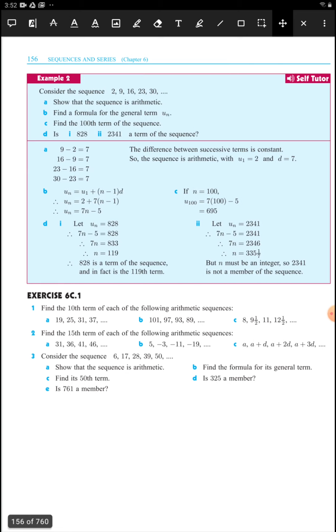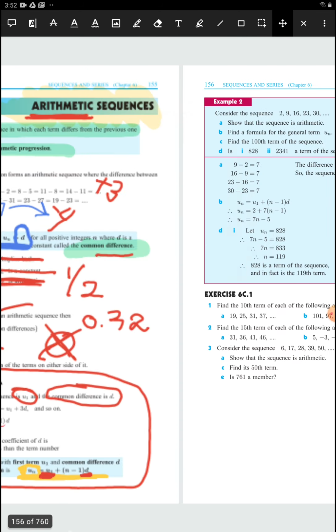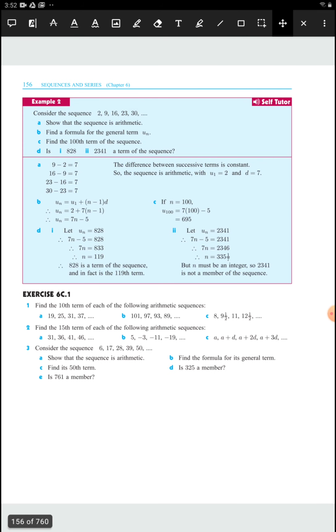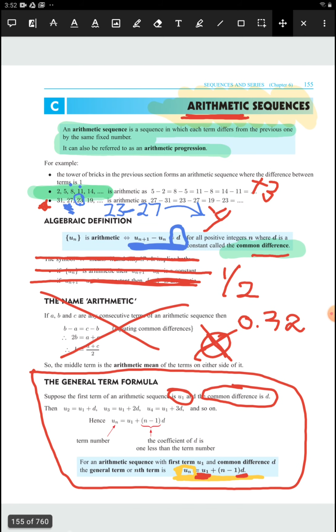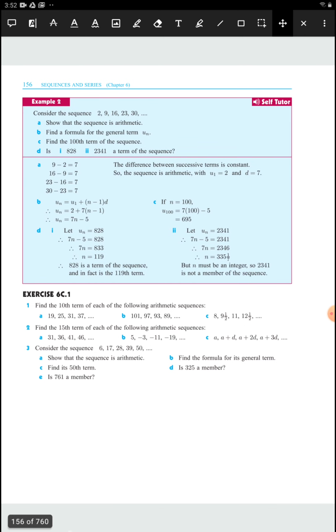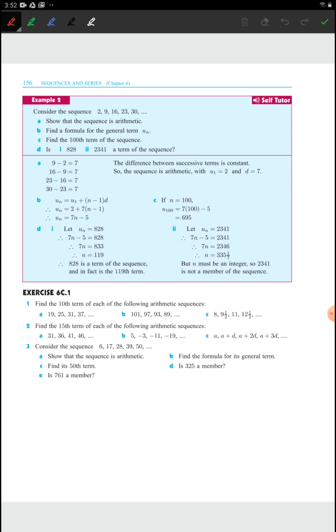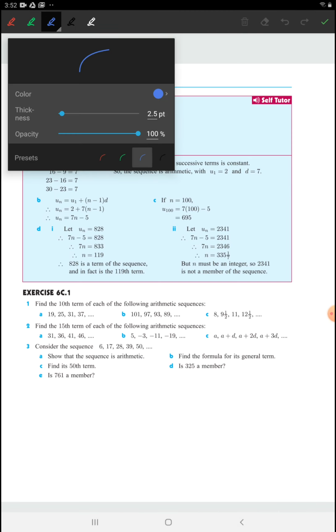Where's the first example? Okay, so make sure you have everything in the red box. Make sure you know that D is the common difference. U sub 1 is the first term of the sequence. U sub N is the nth term of the sequence.